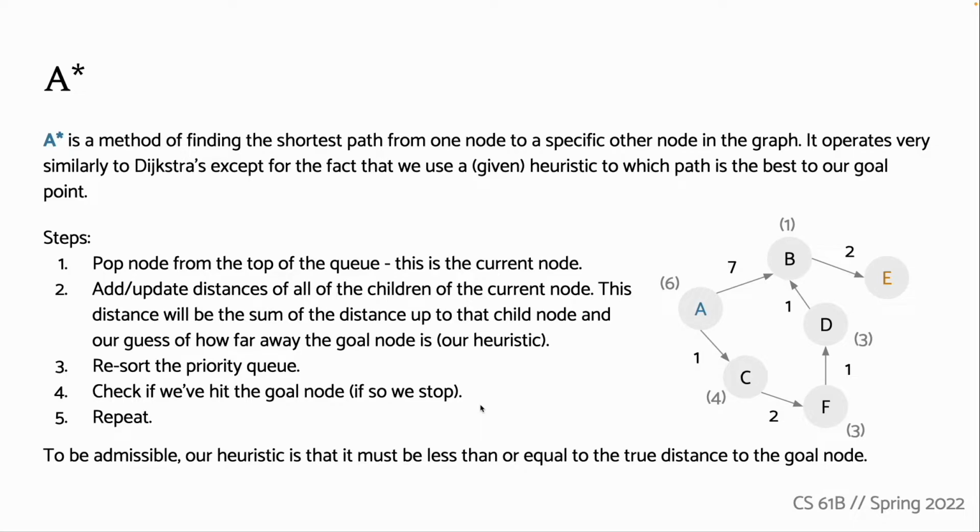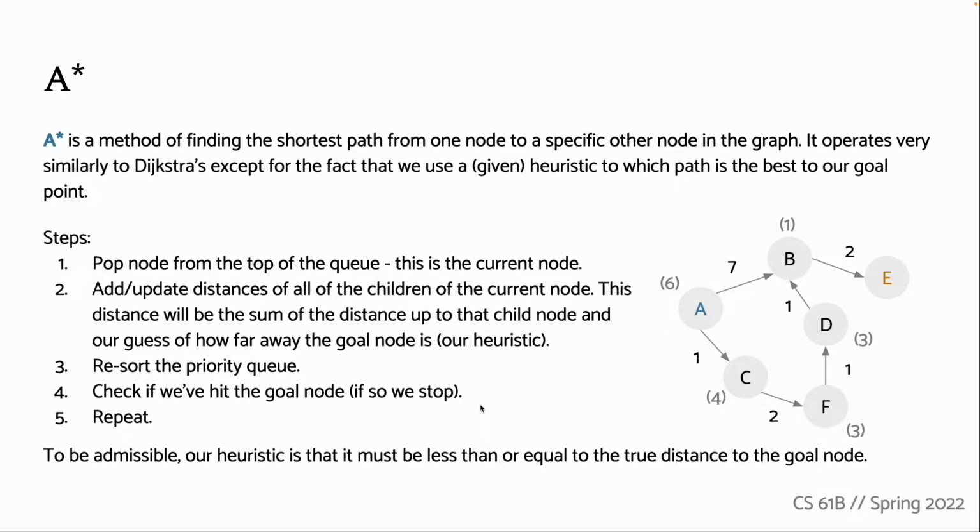Well, in America, there are lots and lots of cities, and so running Dijkstra's might take a really long time because you'd explore basically every single part of that graph. A star, on the other hand, can be much faster because once you hit that endpoint, you're done. So the way A star manages this is by using a heuristic.